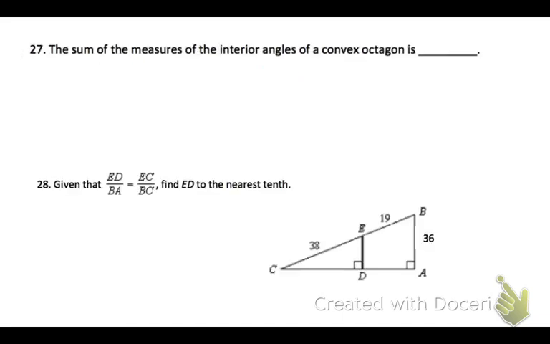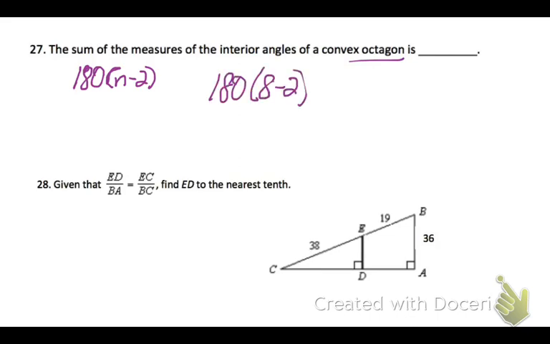The sum of the measures of the interior angles of a convex octagon is, well, recall the formula for the sum of the measures of the interior angles of any shape, and then realize that an octagon has 8 sides. So I'm going to put that in my formula, and I'm going to get 1080 degrees.